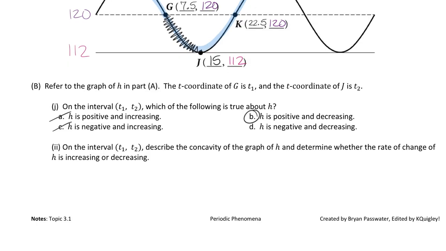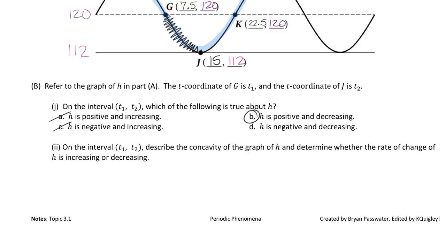Now, part 2 says, on the interval from T1 to T2, describe the concavity of the graph and determine whether the rate of change of H is increasing or decreasing. I don't know how to write it, but I know what it is. Without writing it perfectly, let's answer the question.